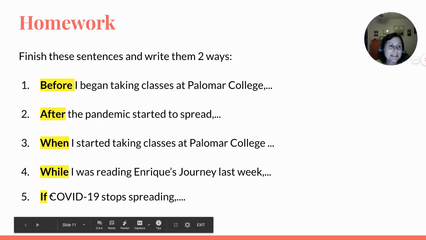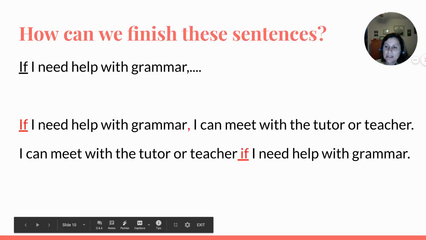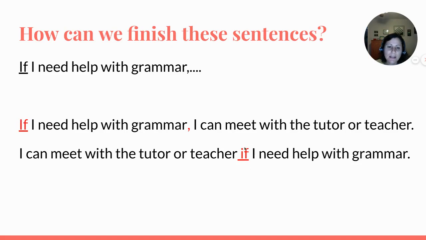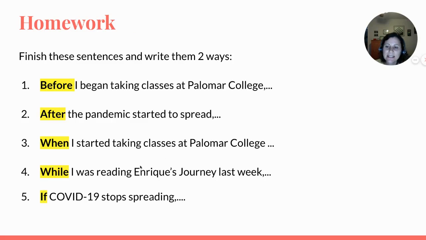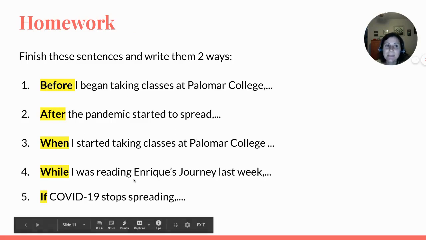So we'll do a very simple homework activity where you finish these sentences and you need to write them two ways, just like this, beginning with the subordinating conjunction and then the subordinating conjunction in the middle. Make sure you have the comma when you begin with the subordinating conjunction at the beginning of the sentence. You need to use before, after, when, while, and if. You can use these sentence starters if you want, or create your own original sentences. And pay attention to verb tenses.